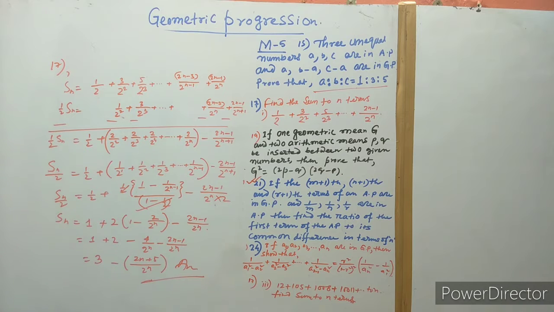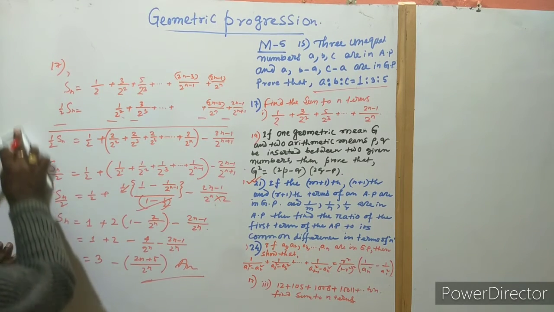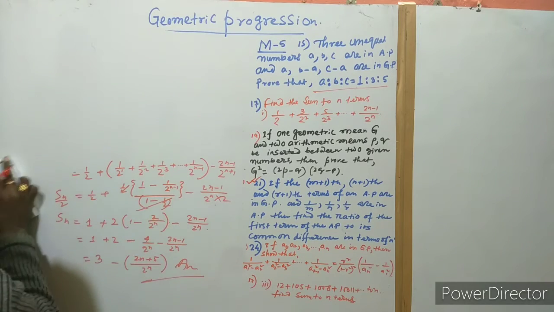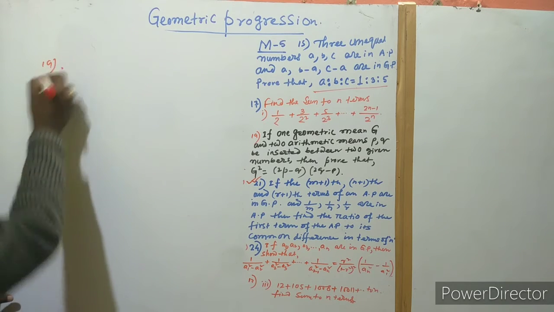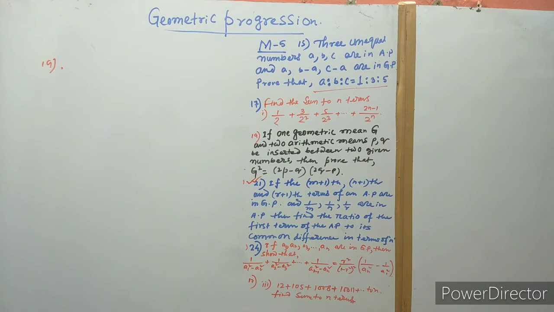After that we have to proceed to the next question, that is 19. See the solution, very interesting question this, okay? And we have to solve the 19 here. One geometric mean G and two arithmetic means P and Q are inserted between two given numbers.